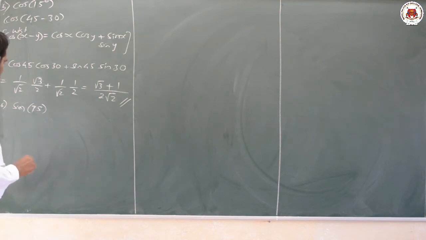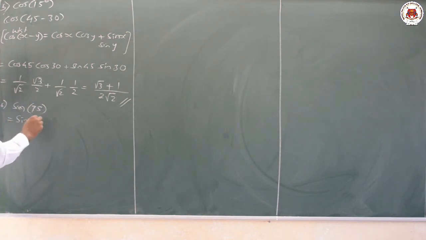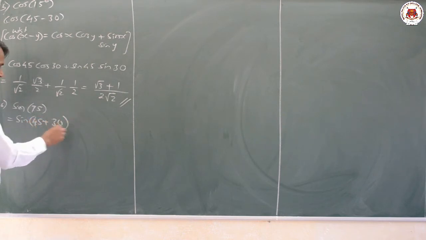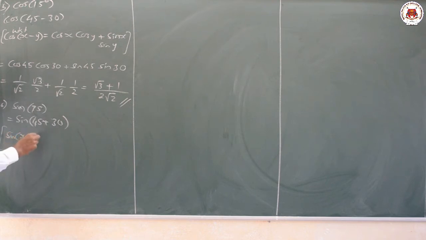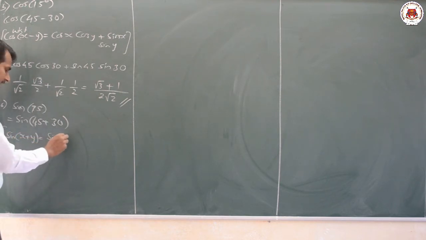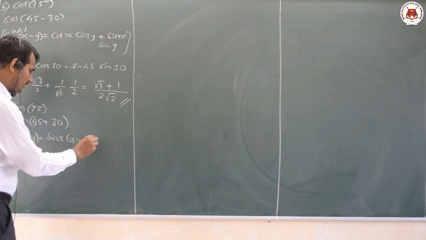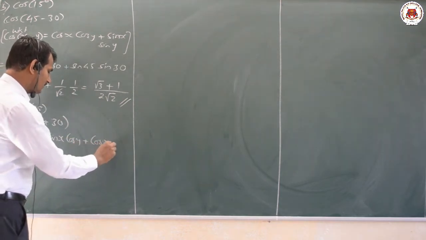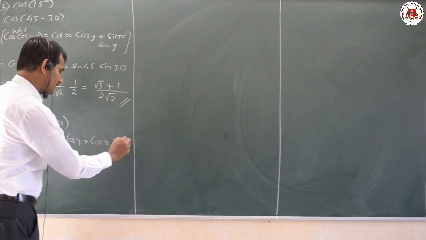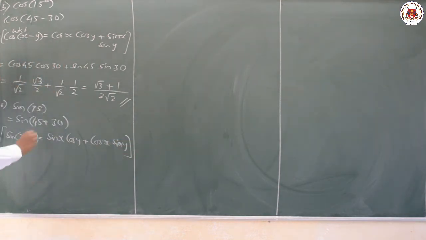It is also simple. Now how we have to solve is sin 75, which is equal to sine of 45 plus 30. Again it is 75 only. We don't know the value for 75, but we know the values for 45 and 30. So according to the formula, sine of x plus y is equal to sin x cos y plus cos x sin y. Here 45 is the x value and 30 is our y value.